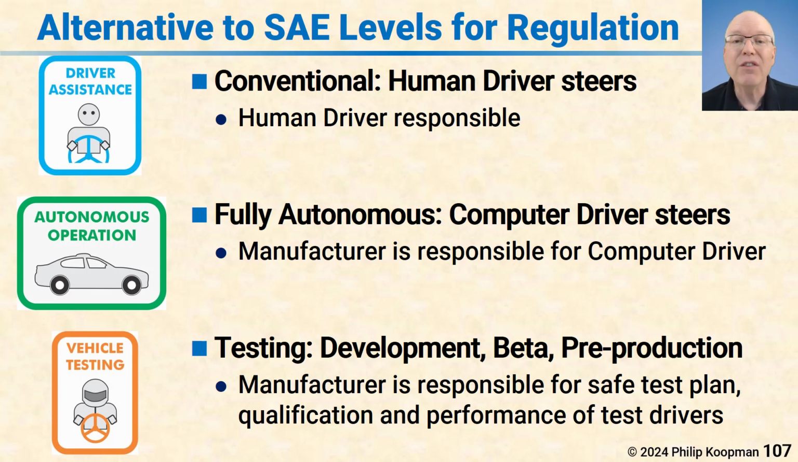And for testing, the manufacturer should be responsible to have a safe test plan and to qualify the test drivers, and they ought to be responsible for the performance of the test drivers. So if someone is harmed by a testing computer driver, the manufacturer should be the one to compensate that person. Now, the manufacturer may turn around and have a problem with the test driver, but let them sort it out. If you're a pedestrian and you're hit by a piece of experimental technology, you shouldn't be the one having to sort out who's responsible. It should be the manufacturer because they're ultimately the ones who put that equipment on the street.